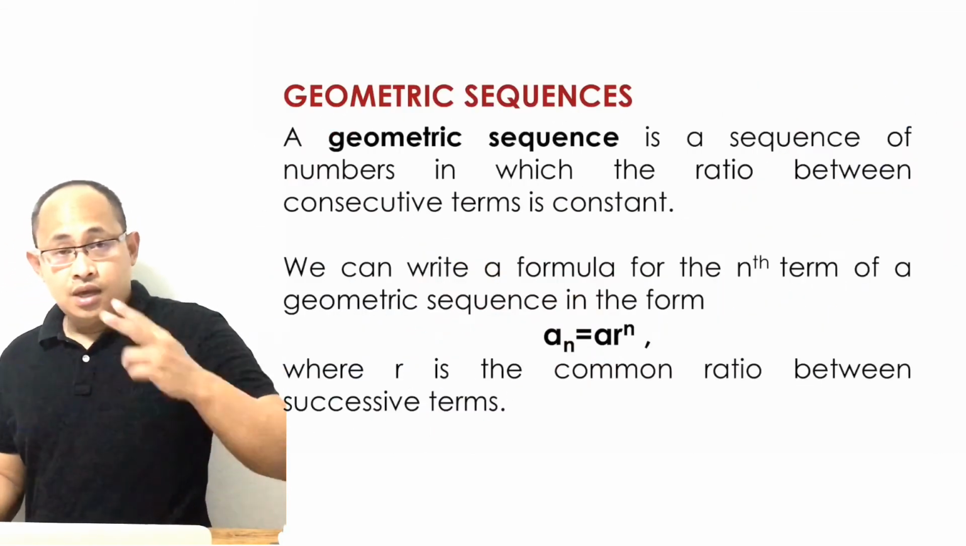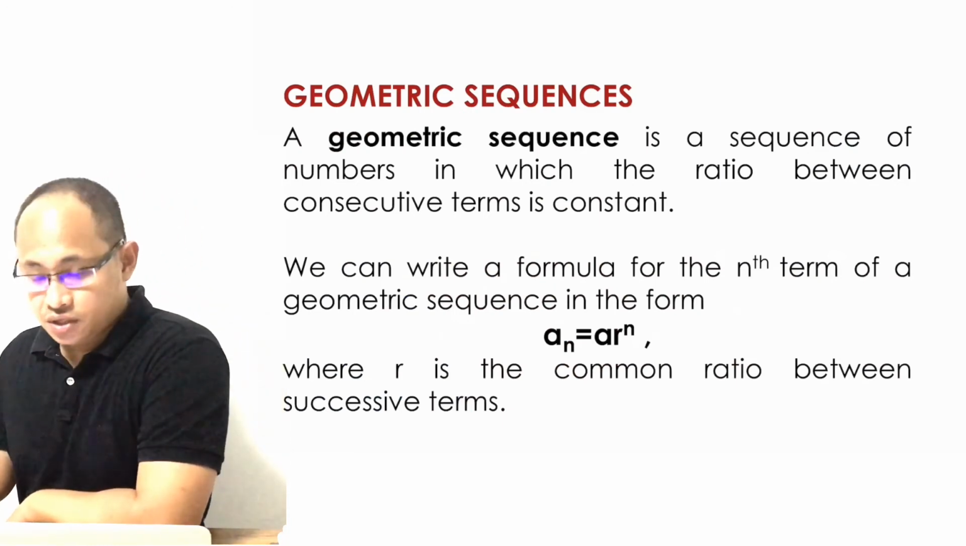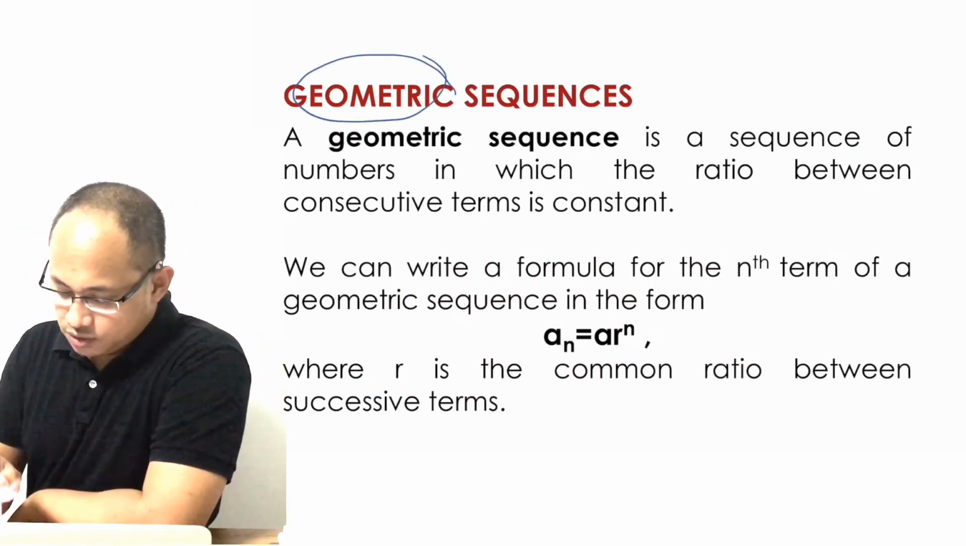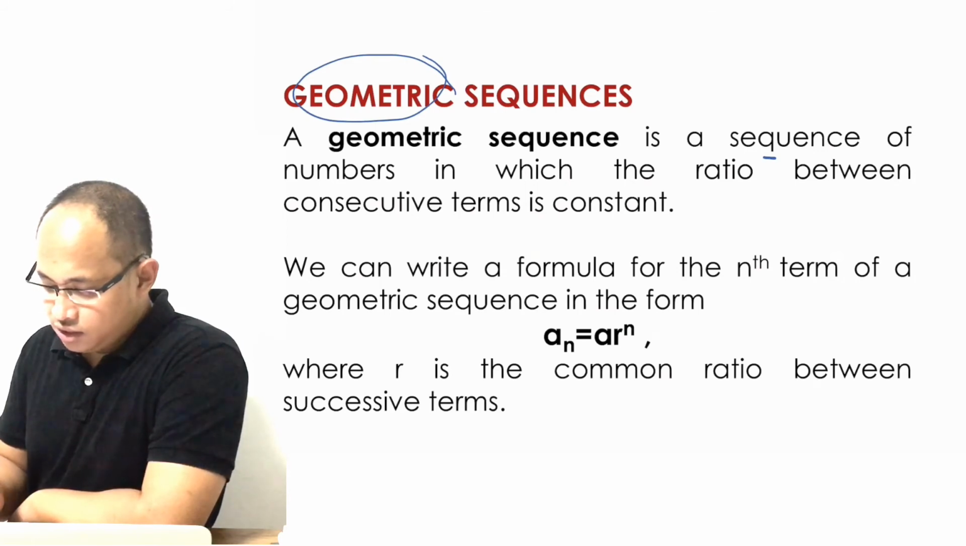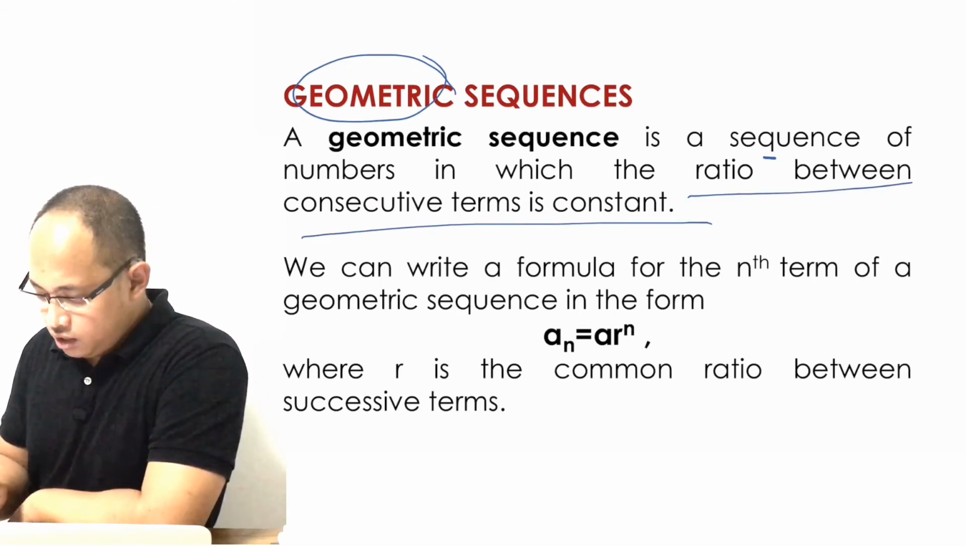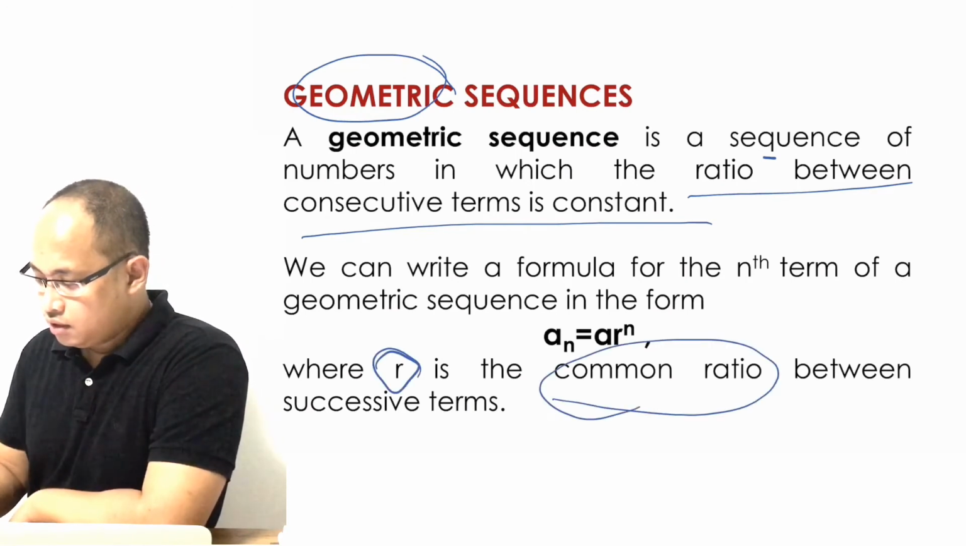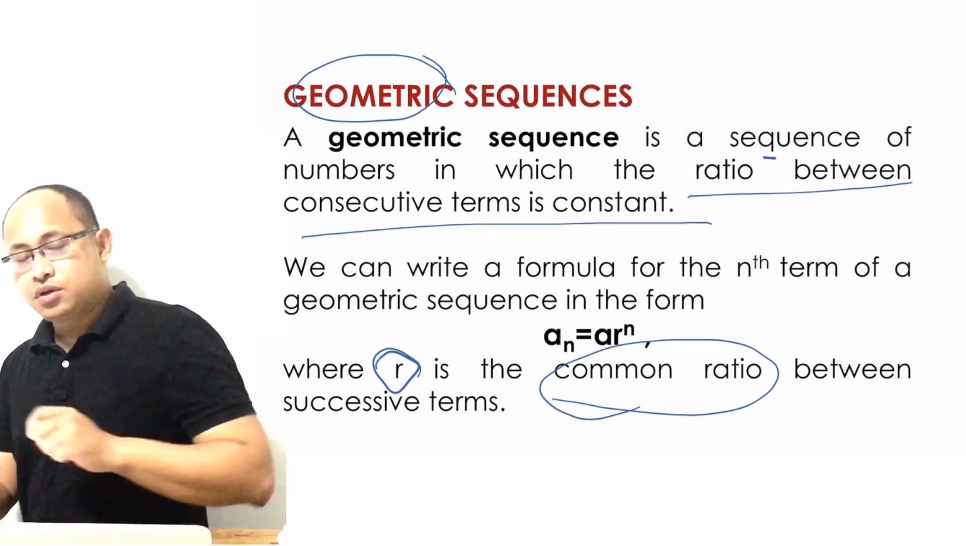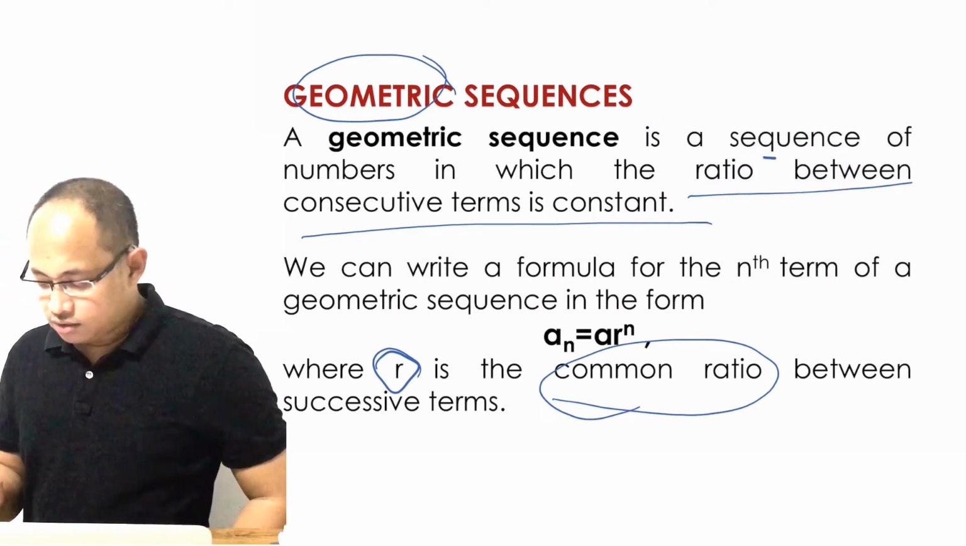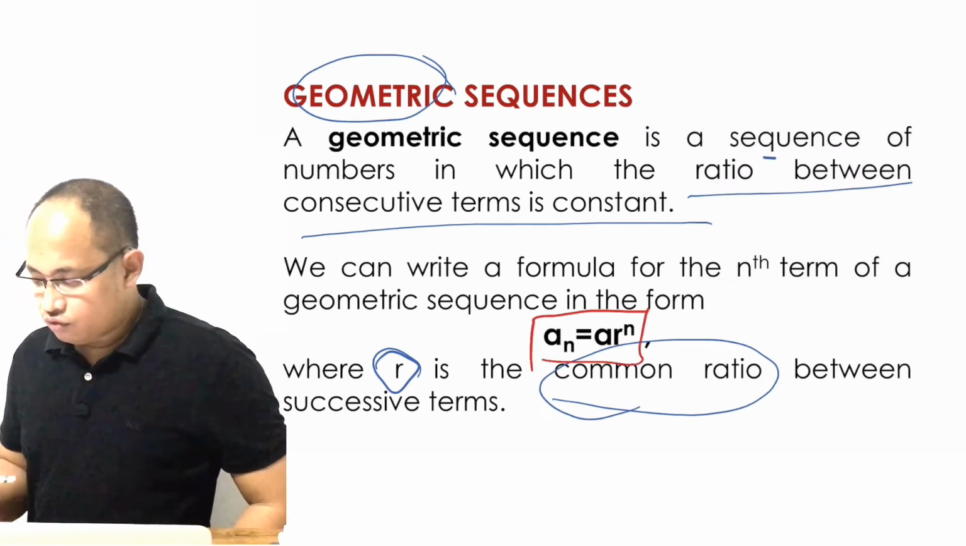Next, the second special sequence is what we call geometric sequence. Geometric sequence is a sequence of numbers with a common ratio between consecutive terms. So here you are going to look for the common ratio, which is r. So this is the formula.